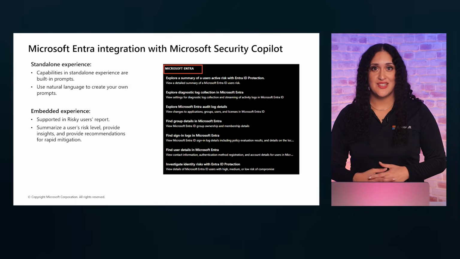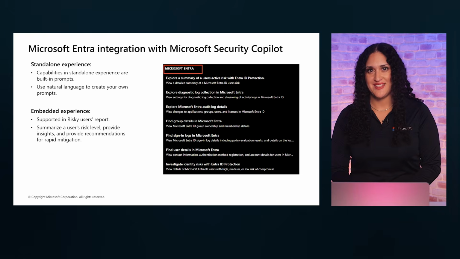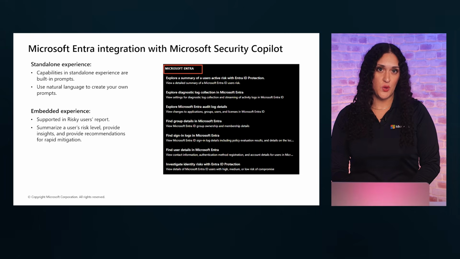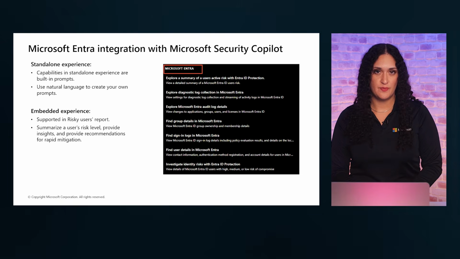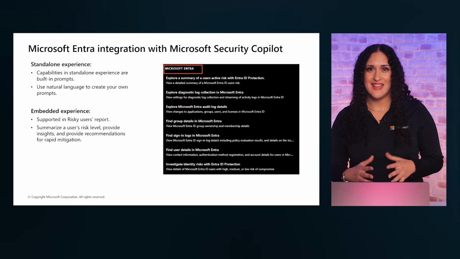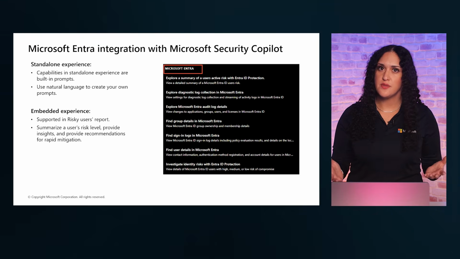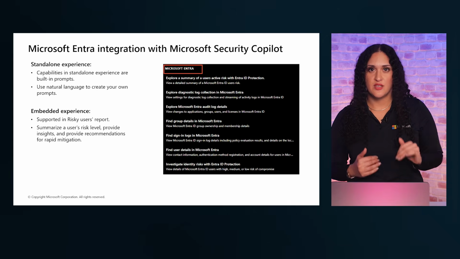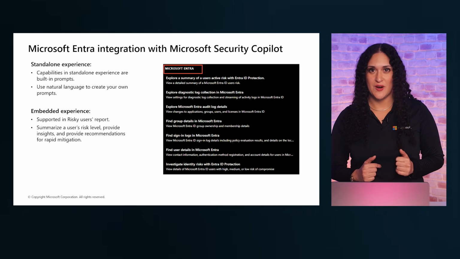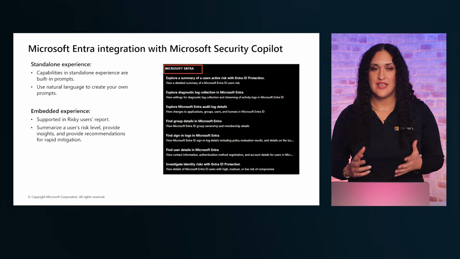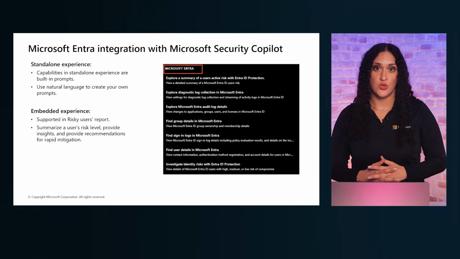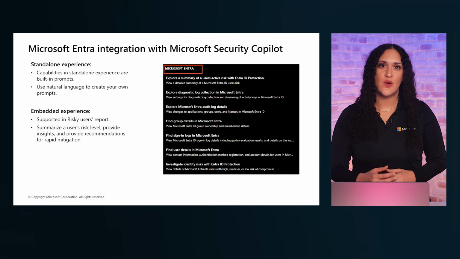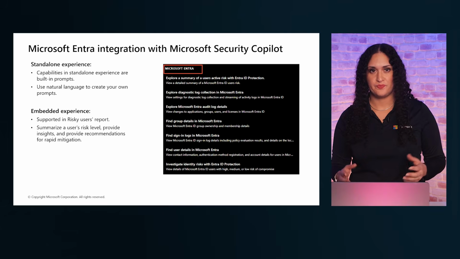Microsoft Entra, as I mentioned, integrates with Microsoft Security Copilot to help security analysts understand identity risks faster using natural language. This integration is available as a standalone experience with built-in prompts and also as an embedded experience directly inside Microsoft Entra. A key example is the Risky Users Report, where Copilot summarizes a user's risk level, highlights what triggered the risk, and explains what it means in clear language.